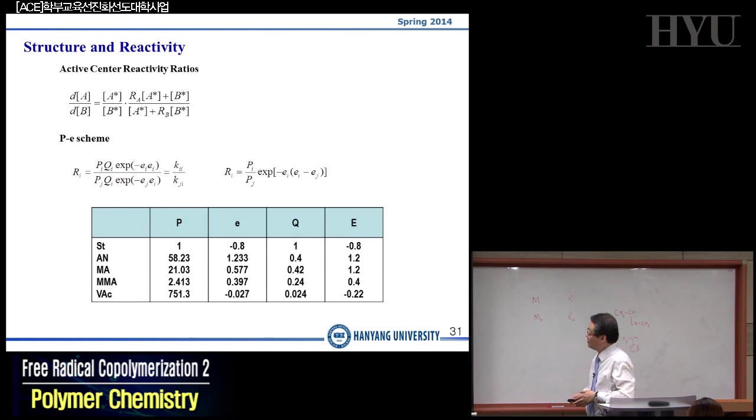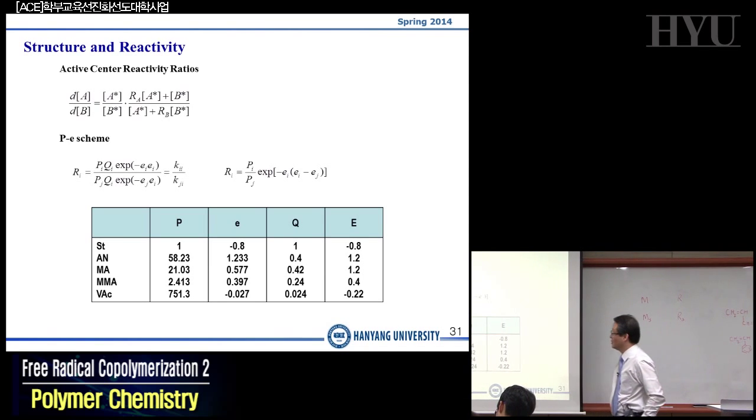You can predict the PE scheme instead of the QE scheme, but it's a little advanced in polymer chemistry. But anyway, you have a QE scheme here, but you have a P and E scheme as given here in this case as well, by defining the large Ri and large Lj in this case. Okay? But this is a little advanced polymer chemistry, so I will not go into more detail in this case.